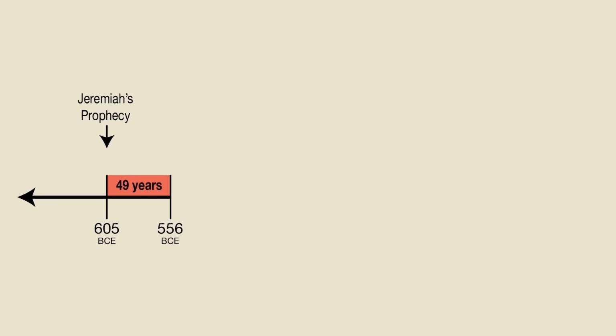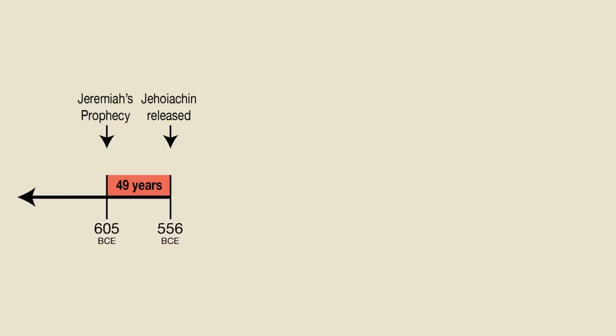49 years after 605 BCE would be 556 BCE. Interestingly, something important did happen around this time. You see, Nebuchadnezzar died in 562 and was succeeded by his son Amel-Marduk. At some point during Amel-Marduk's reign, he released Jehoiakim from prison. Jehoiakim, called the Anointed One in Daniel, was the last independent king of Judah. Jehoiakim's descendants would go on to serve as exilarchs of the Jewish people.